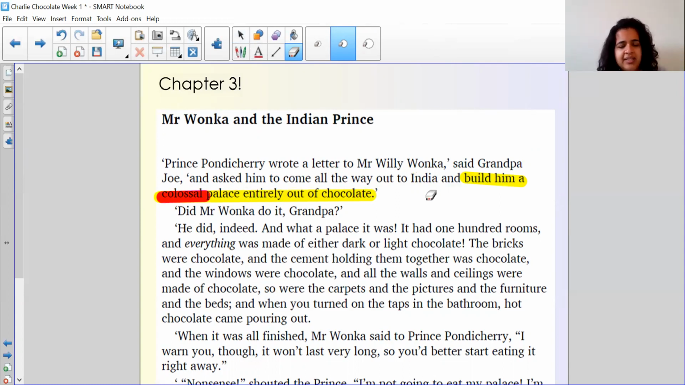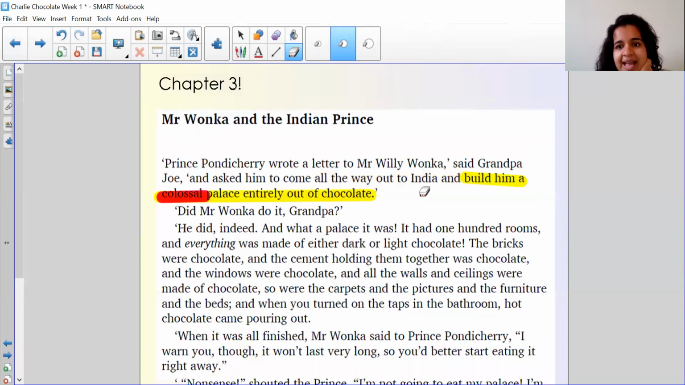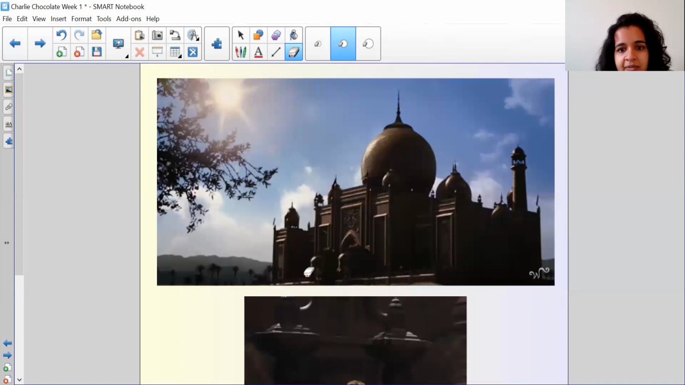Now, if I didn't have any money, would I be able to build this palace entirely out of chocolate? No. So telling us that he wants to build him a colossal palace entirely out of chocolate, that tells me that he has a lot of money to spend, okay? Because only people with a lot of money could probably build an entire palace out of chocolate.